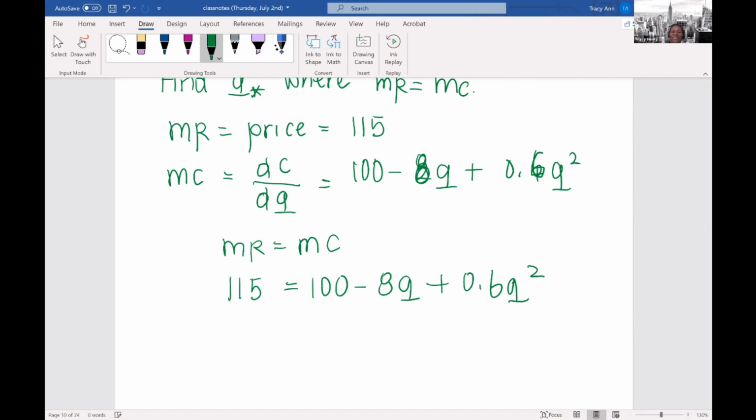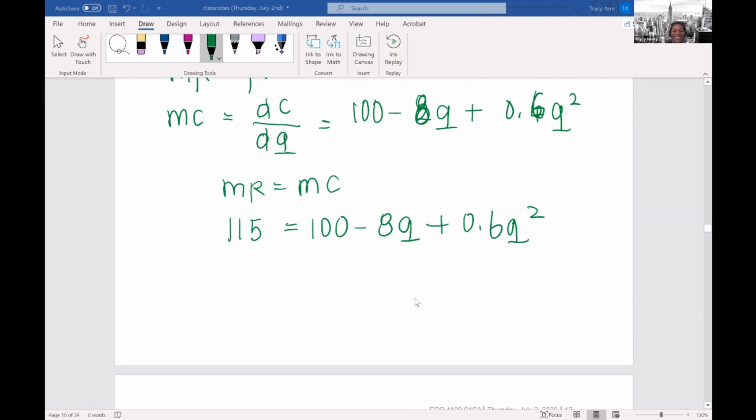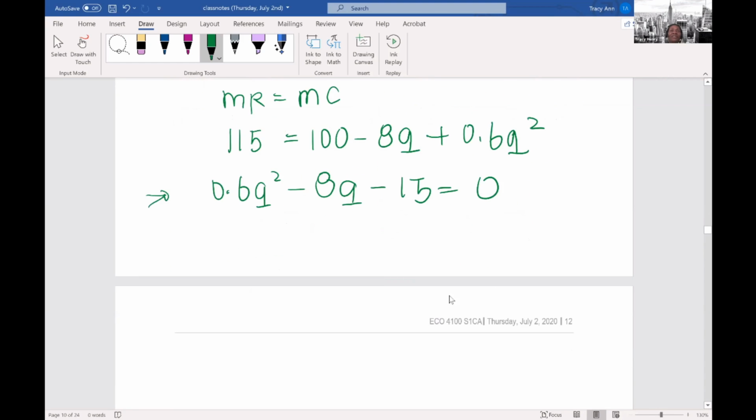So you're setting your marginal revenue equal to marginal cost. So your marginal revenue is 115, and you're going to set that equal to your marginal cost of 100 minus 8q plus 0.6q squared. There's a reason why I'm doing all of this, because if we take everything over to this side, you end up with 0.6q squared minus 8q minus 15 is equal to 0. That's why I wanted to go through this example, because in this case, you're going to have to use the quadratic formula.